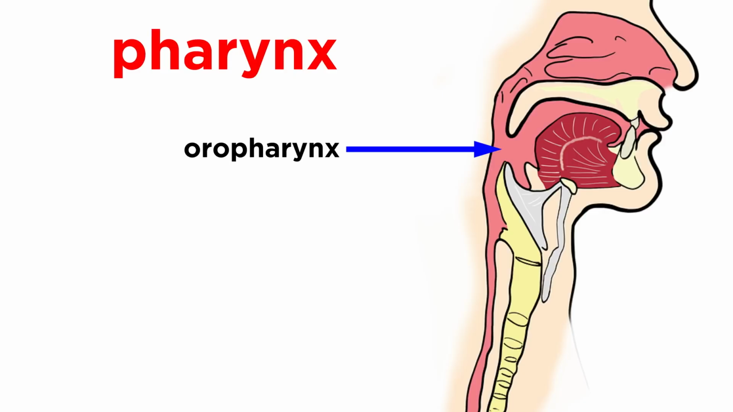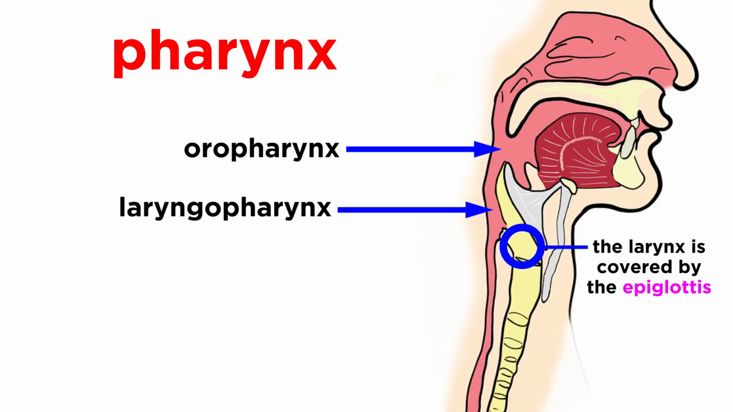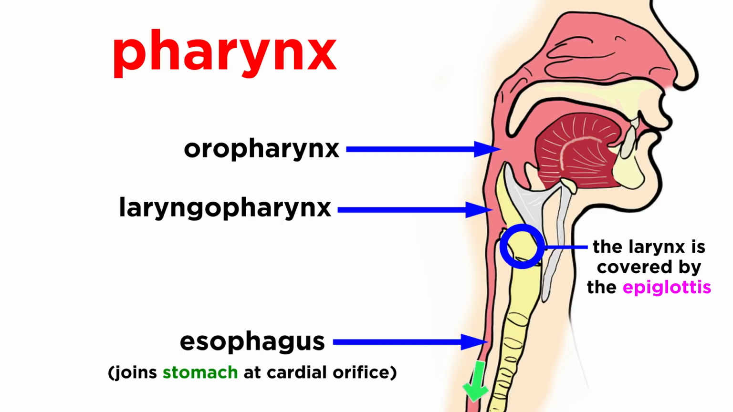Food will move through the oropharynx and laryngopharynx, just like air does when we breathe. But with the larynx covered by the epiglottis, the food will then move into the esophagus. This is a muscular tube that joins the stomach at the cardial orifice within the abdominal cavity.